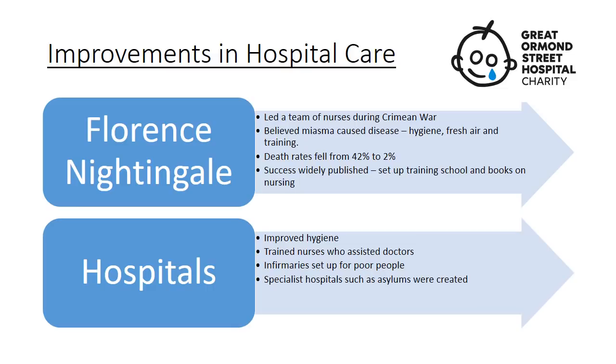Nurses were trained to work alongside doctors, where previously they'd been seen as helpers, so they had much more input than they had before. The government or charities began to set up more infirmaries for poor people, and this was the first time we began to have specialist hospitals like Great Ormond Street for children, or asylums for people with mental health problems.